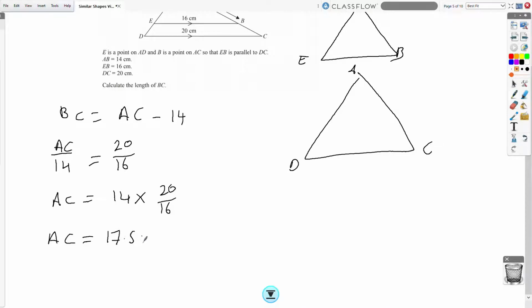And then AC should give us a value of 17.5 centimeters. And then once again, to work out BC, 17.5 take away 14, so BC is going to be equal to 3.5 centimeters.